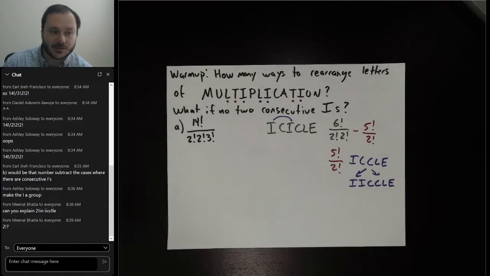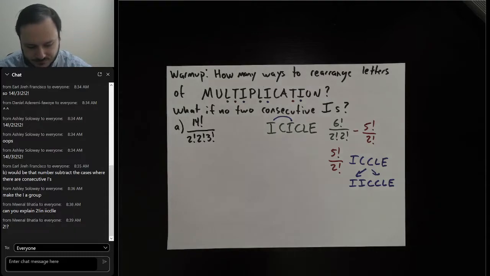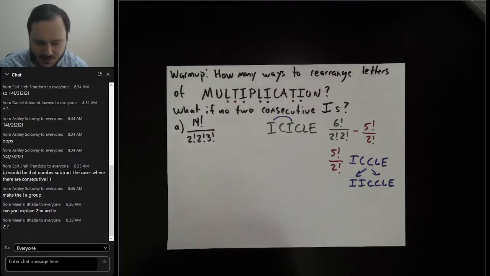I think this works well because we have 2 I's. Once I add in a third I, things get more complicated. So I want to talk about just another trick that we can use, and that's going to be to do a 2-step process.